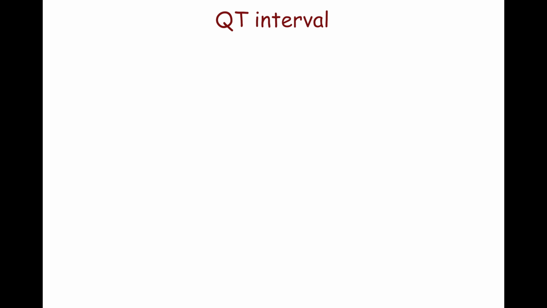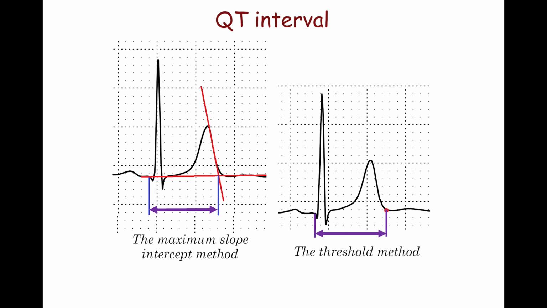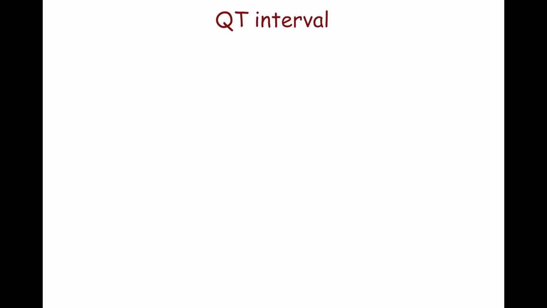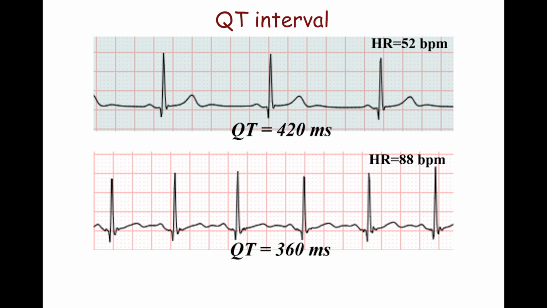There are two methods to define it, the maximum slope intercept method, also called the tangent method, and the threshold method, when the end of the T wave is determined by the point where the T wave merges with the isoelectric baseline. The maximum slope intercept method is preferred in most cases. The QT interval changes with heart rate. Faster heart rate leads to a shortening of the QT interval. Slower heart rate results in the lengthening QT interval.